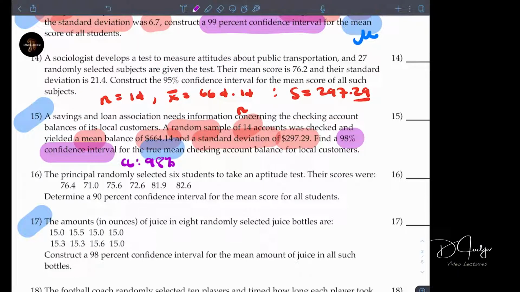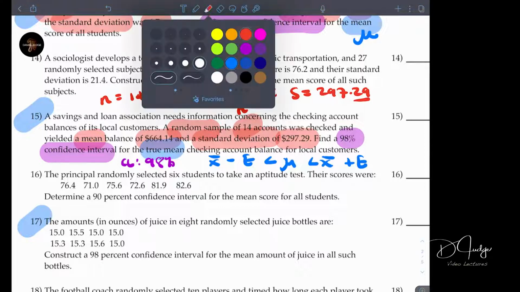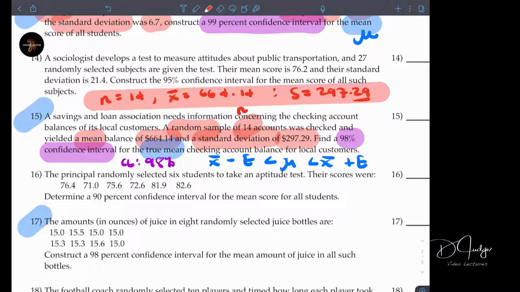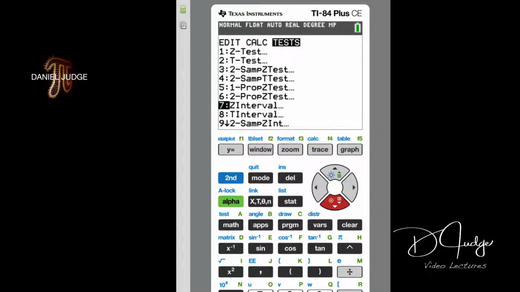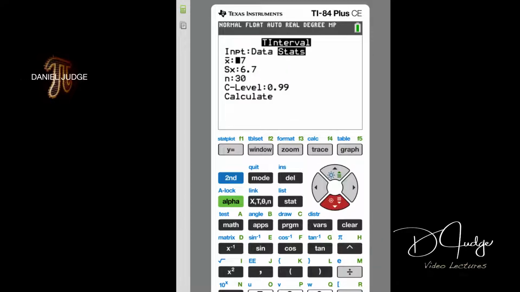Just to be consistent, this is the interval people used to have to compute in the old days. It still is done this way, but we're using TI information now. So let's go to the TI and enter this information. What am I going to enter? Sample information and confidence level information in the TI calculator. So stat, test. This is a small sample, so we go to T interval.